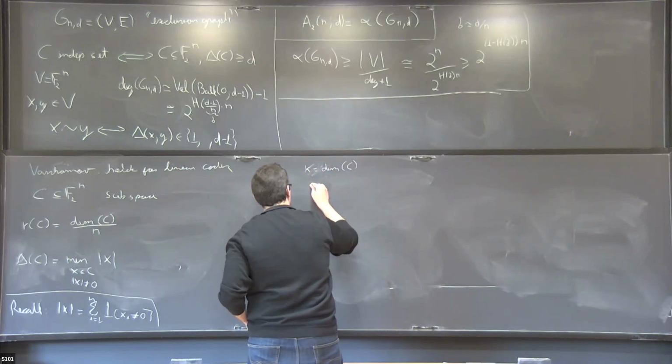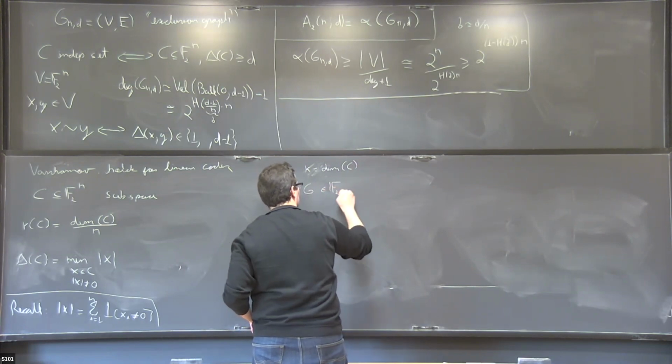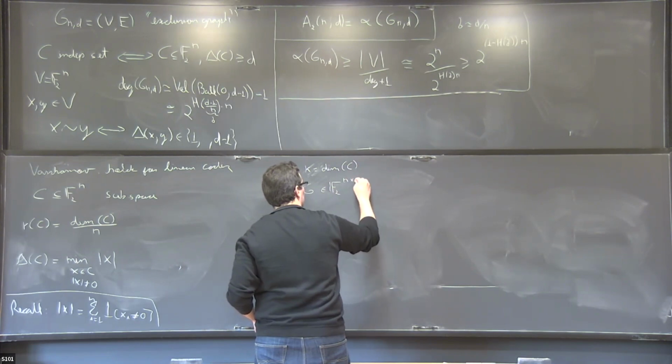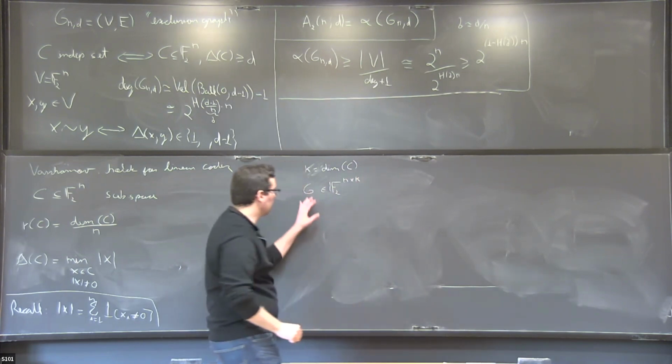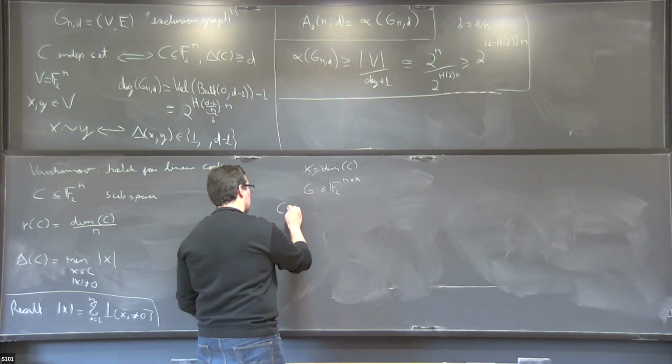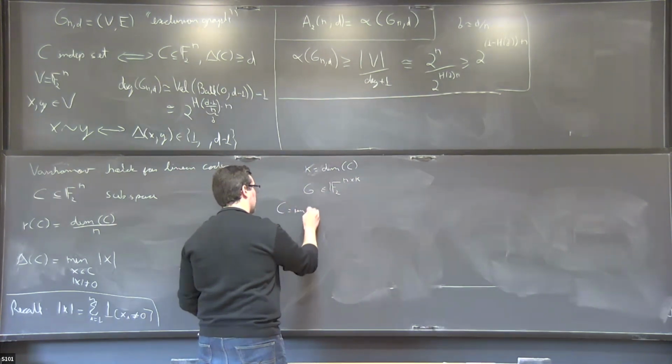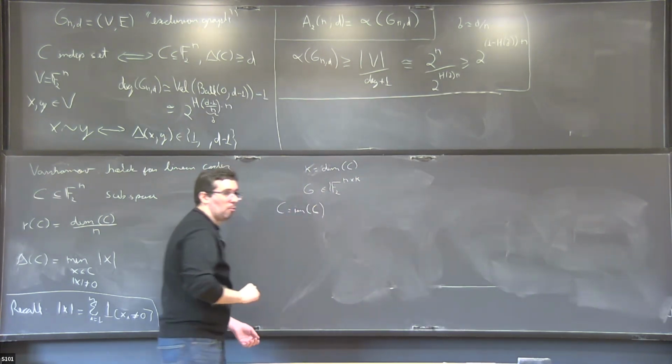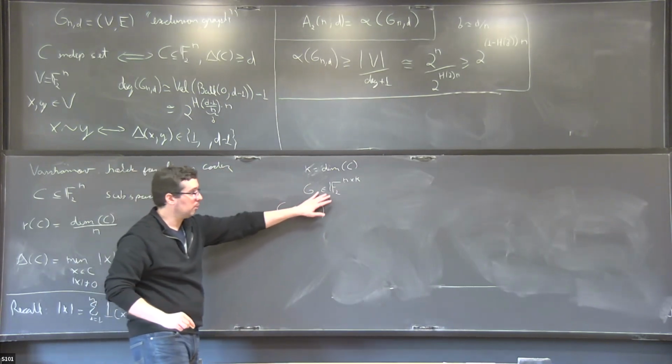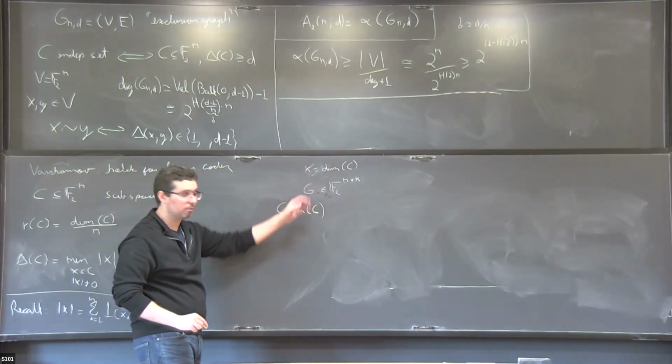And then we can think that it's given by a generator matrix here, in F2, n times k. So this is a generator matrix. Our code is going to be precisely the image of this matrix. And a trivial random model would be to select the entries of the matrix at random, right?